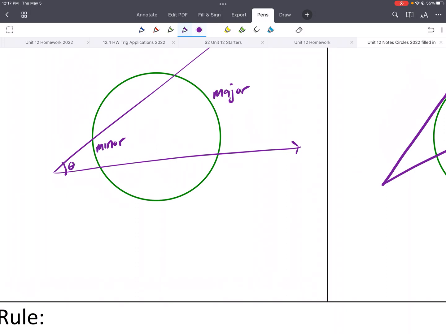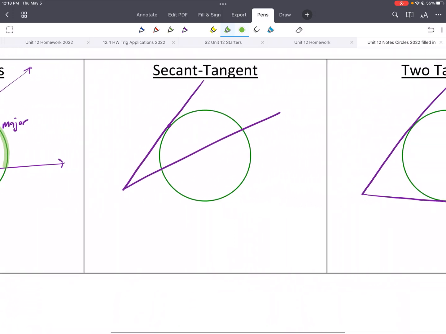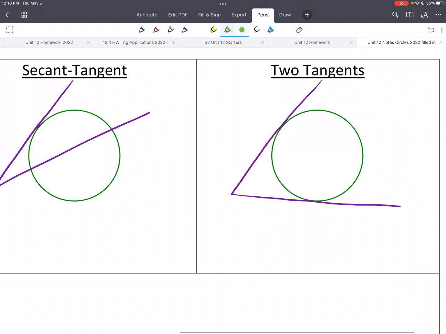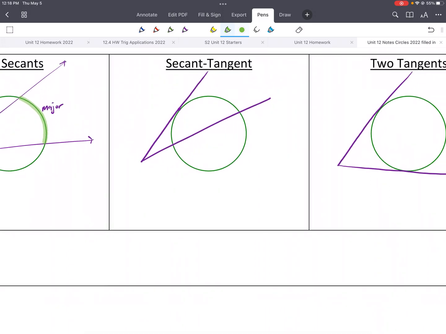And then we need to talk about major and minor arcs. So this is always the minor arc. It's the smaller arc, and it's just the arc between those two secant lines. And then this is the major arc. And there's a relationship between the arcs and the angle. Okay, so we could have two secants. We could also have a secant and a tangent, and we could also have two tangents. The cool thing is that you solve them the exact same way.